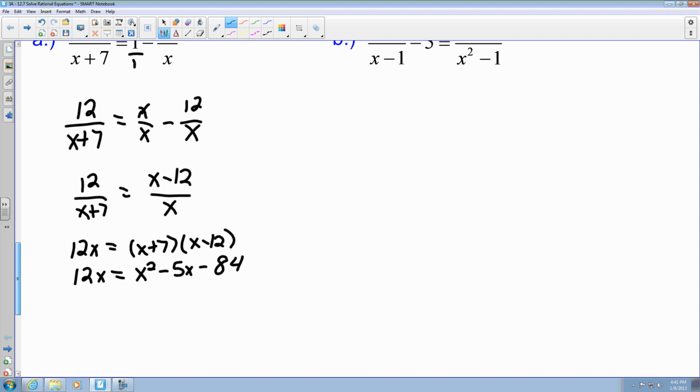Okay. So that means that I want to set my left hand side of the equal sign equal to 0. So I'm going to subtract 12x from both sides, which gives me 0 equals x squared, and then negative 17x minus 84. Okay.